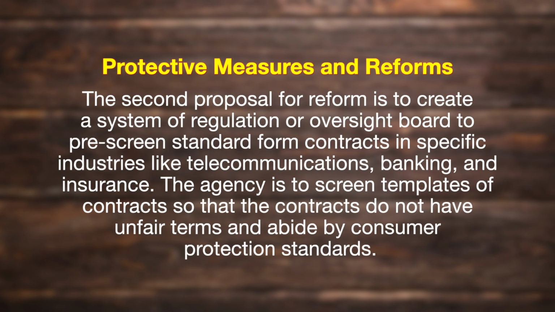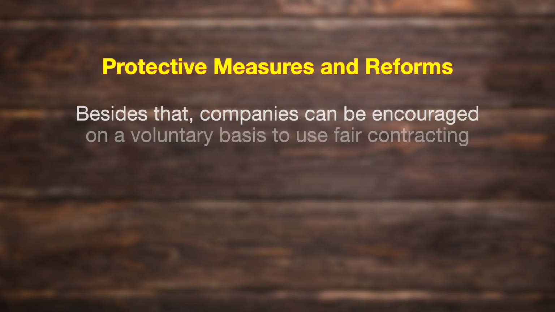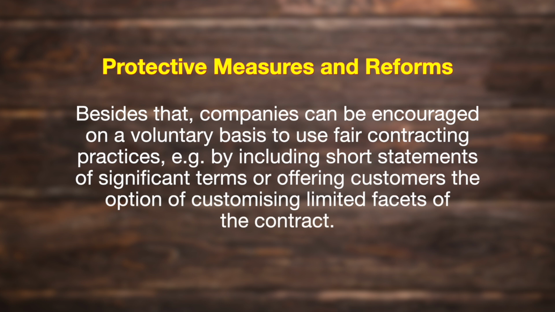The second proposal for reform is to create a system of regulation or oversight board to pre-screen standard form contracts in specific industries like telecommunications, banking and insurance. The agency is to screen templates of contracts so that the contracts do not have unfair terms and abide by consumer protection standards. Besides that, companies can be encouraged on a voluntary basis to use fair contracting practices. Example, by including short statements of significant terms or offering customers the option of customizing limited facets of the contract.